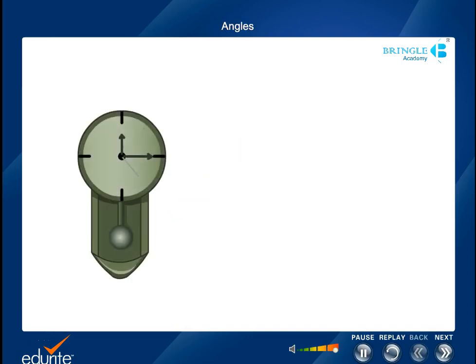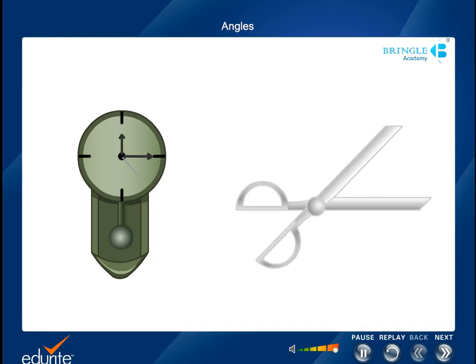When you need to find out the time, you look at the clock and observe its hands. The positioning of its big and small hand indicates the time of the day. Similarly, while cutting with scissors, you need to hold the scissors in a particular way to cut things. All the above objects work at a particular angle. In this topic, you will learn about angles.